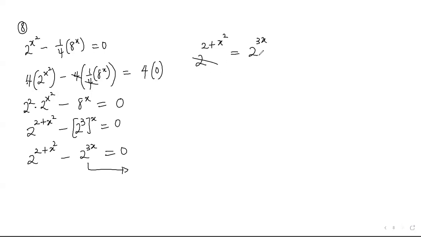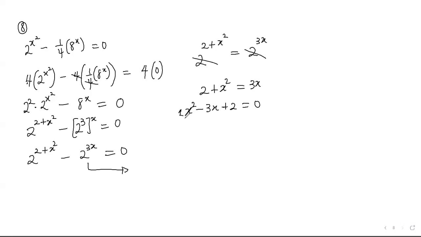And now you see the base can cancel out. And you equate the exponent. 2 plus x squared is equal to 3x, right? This is a quadratic equation, right? Bring this inside. So you have x squared minus 3x plus 2 equal to 0.